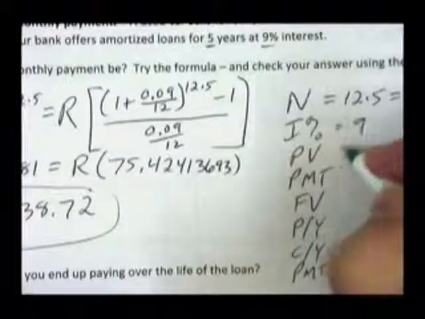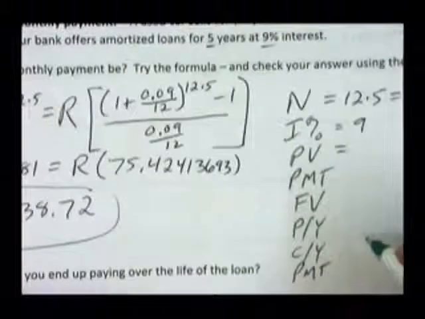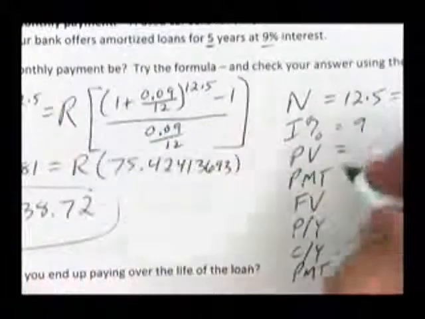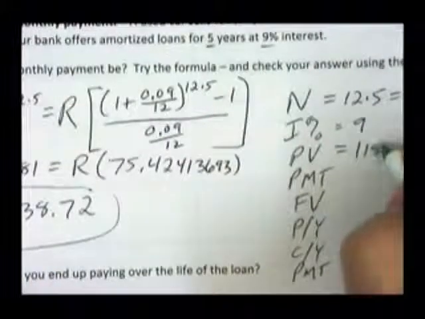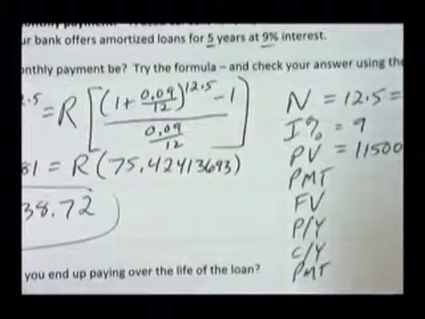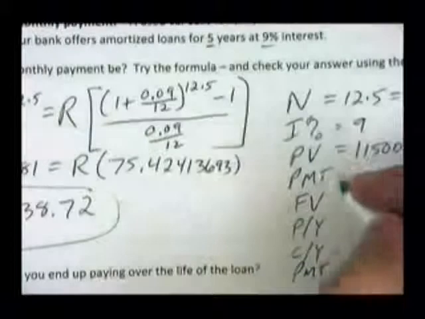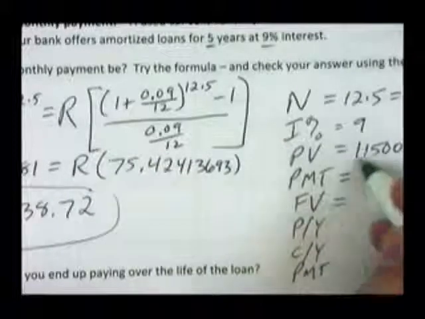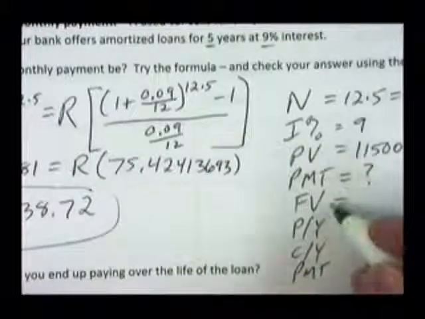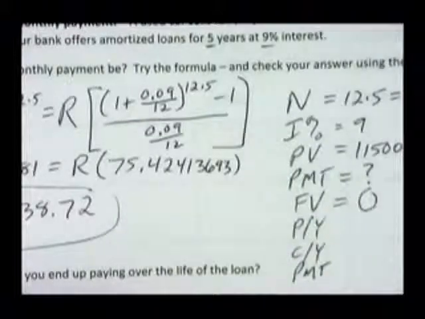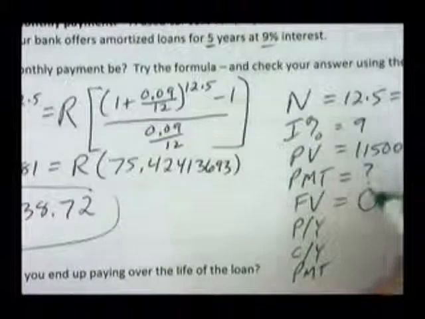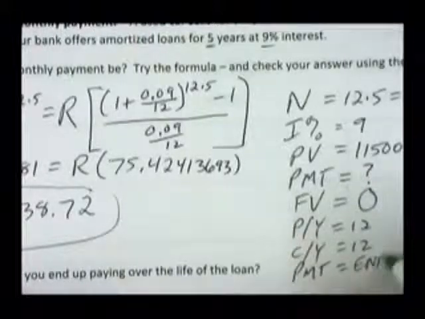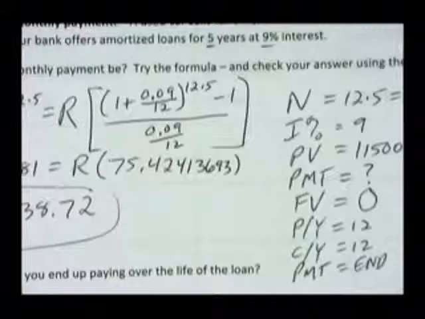My interest rate is going to be 9%. My present value, on this one I do have a present value. I have my loan amount is my present value. So I presently owe $11,500. My payment is what I don't know. But what I want to have happen is I want to have this amount right now, and in the future I want to have that thing paid down to 0. I'm doing it monthly, so these are both 12, and we're going to just use END for all of these.